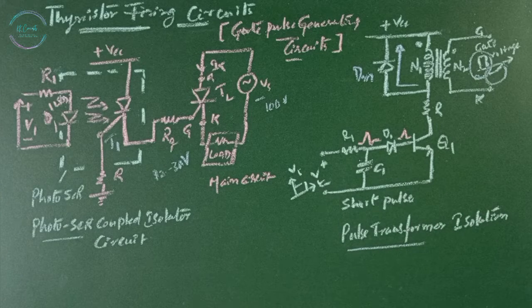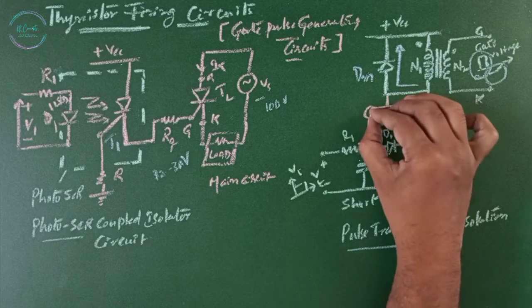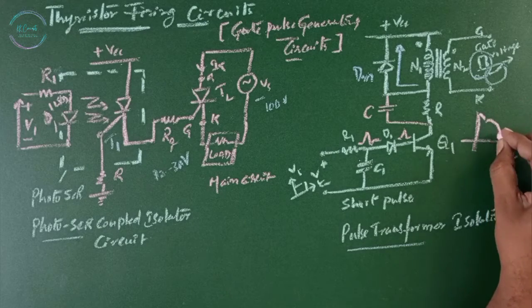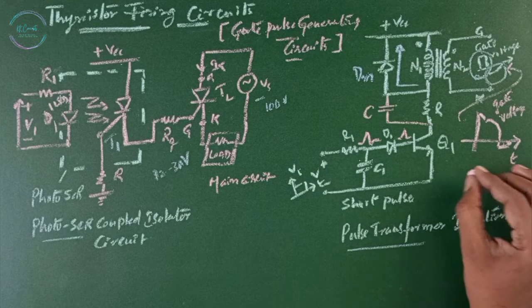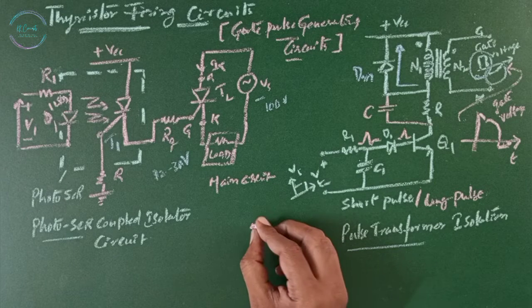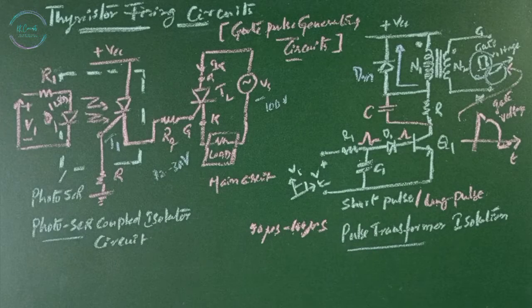The pulse width can be made longer by connecting capacitor C across the resistor R like this. Then the output pulse will be this; this is our gate pulse now after modification. Then we are going to get a long pulse. The transformer carries unidirectional current and the magnetic core will be saturated, thereby limiting the pulse width. This type of pulse isolation is suitable for pulses of 50 microseconds to 100 microseconds.